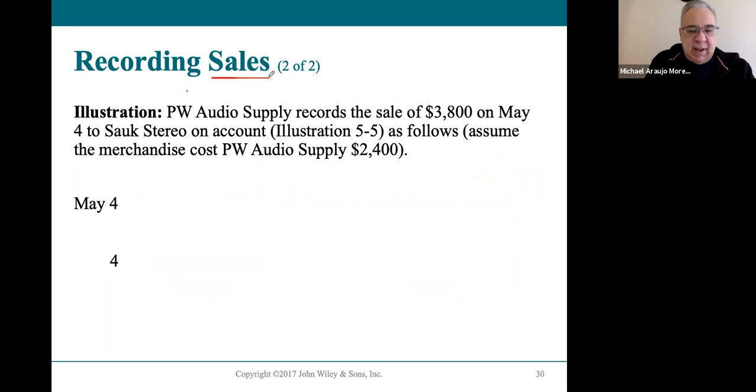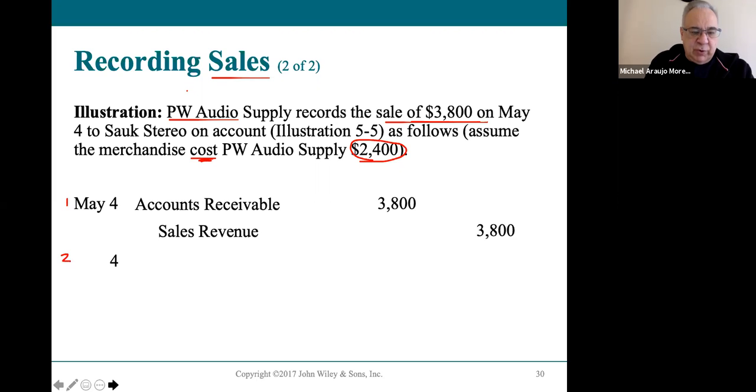So to record a sale, this is what PW Audio would do. They had to record they sold $3,100 worth of stuff on May the 4th. They have to know what their cost is, so they will be giving you these cost figures here in this chapter. So this is $2,400 worth of inventory that they sold to Sock Stereo for $3,800. The first thing they do is record the sale. The second thing they do is record the cost. So let's record the sale.